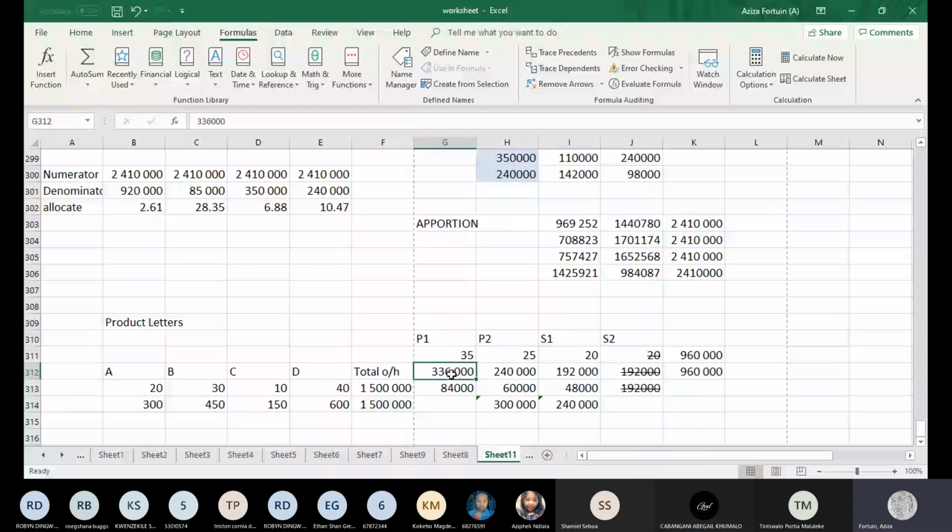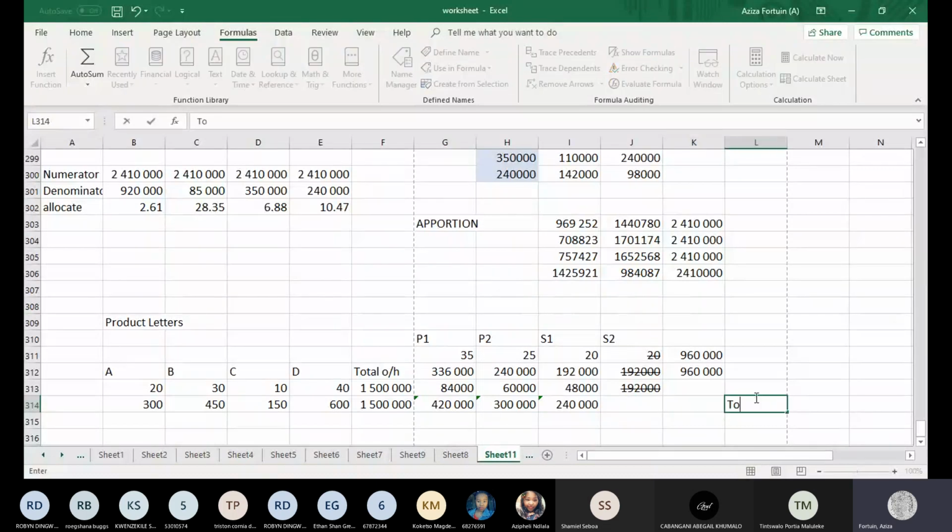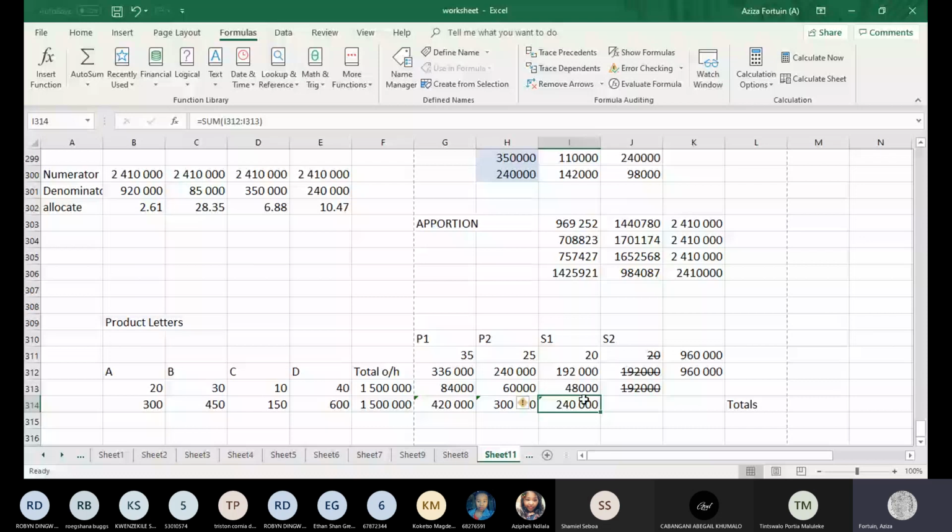I don't think it's my line, it's somebody else's line. Okay. So now I'm sitting with 420,000, 300,000, right? And 240,000. And that is the totals that I have. But I need to write off the S1 department as well, right? So let's go for S1.